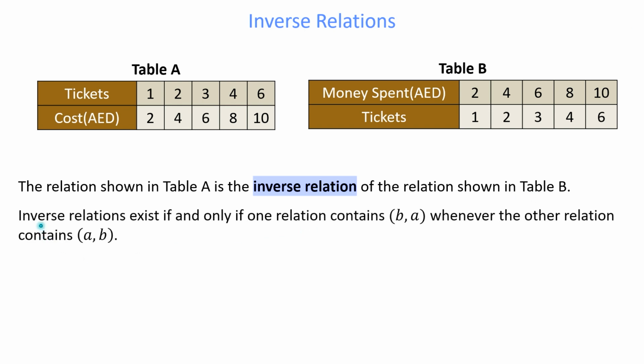Inverse relations exist if and only if one relation contains the ordered pair (b, a) whenever the other relation contains the ordered pair (a, b). So you can see these values have been interchanged, and you can see that in the table here. If you look at this ordered pair (1, 2), we also have this ordered pair (2, 1), or we have this ordered pair (10, 6). We have in the other relation the ordered pair (6, 10). So these two tables are inverse relations of one another.